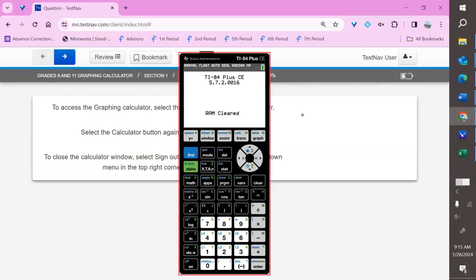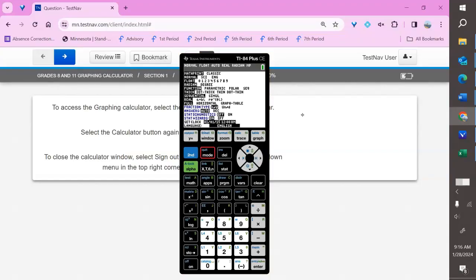On the Inspire, the way you change your mode is with the mode button, and you want to make sure that you're set to the proper mode, either radians or degrees. You can always get out of this mode screen on the Inspire by hitting second quit. If you have a different type of calculator, like the 84, please speak to me and I will help you get your mode set. On the 84, you can also see the mode up at the top. It shows you what you're in, so that's helpful.